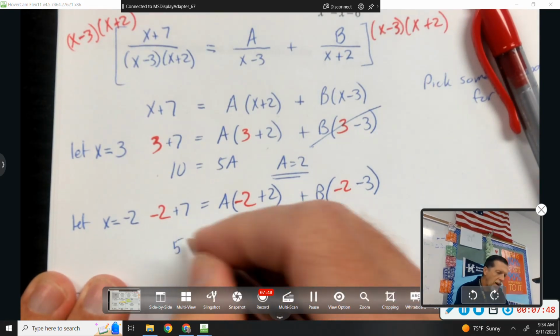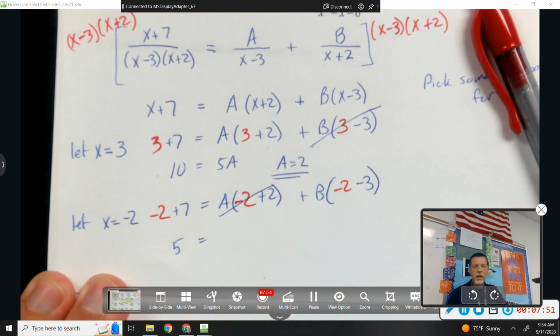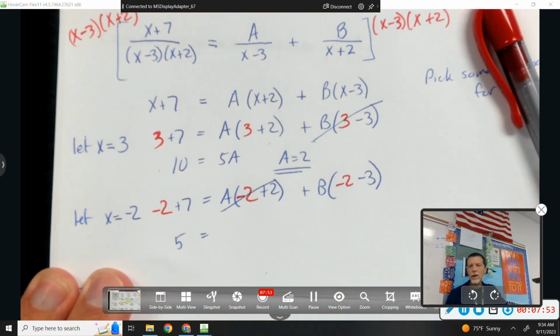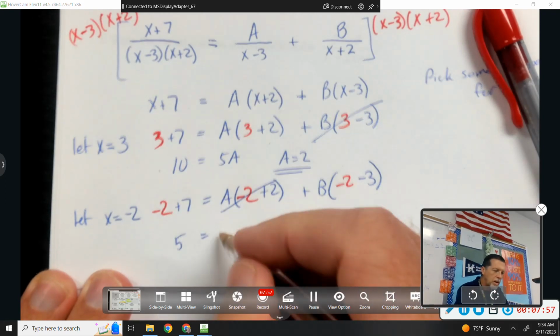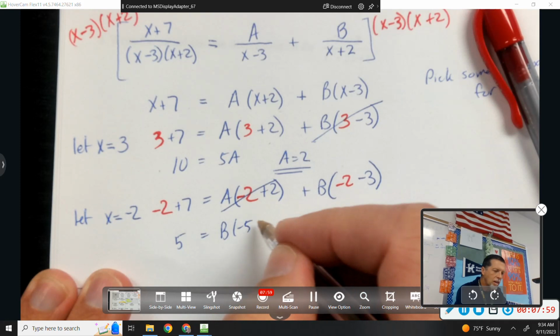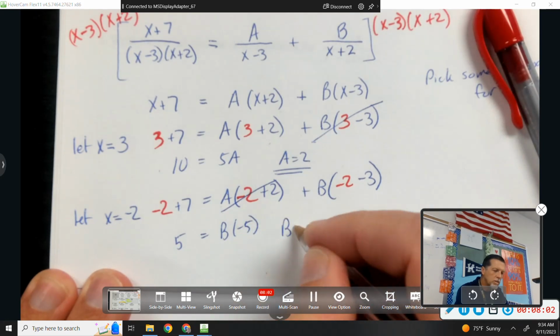So that would be 5 equals, the a stuff goes away. That's why we picked x to be negative 2. That was one of our good values to use. And then b times negative 5. So b equals negative 1.